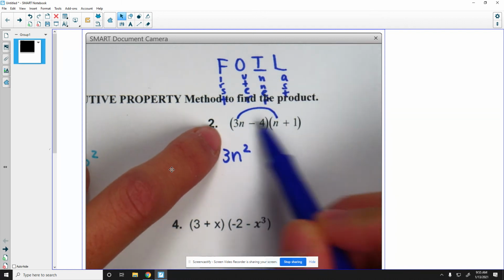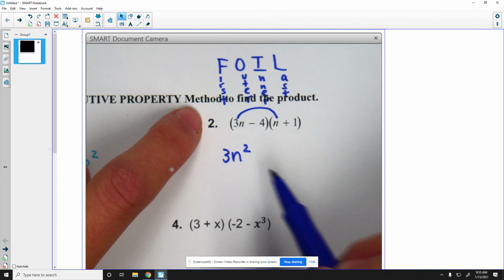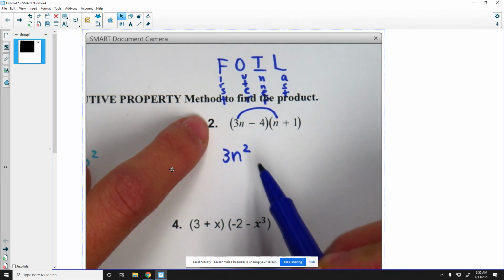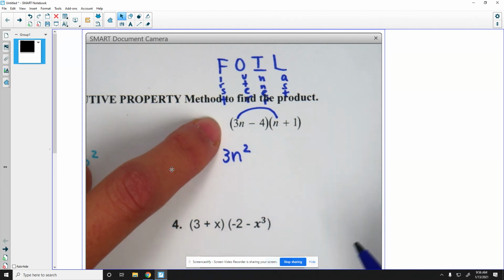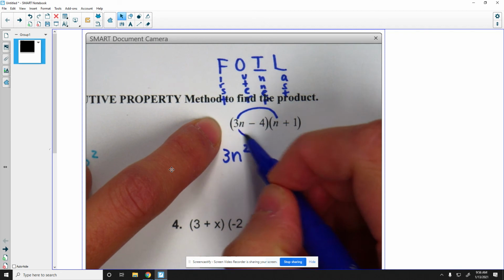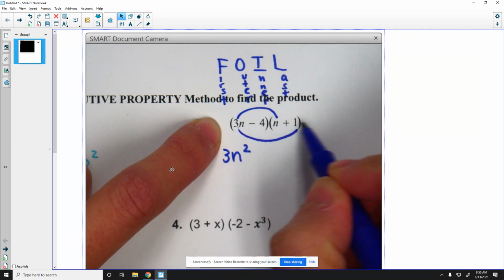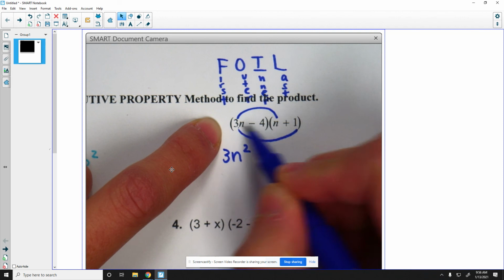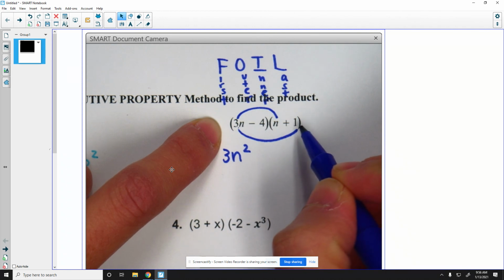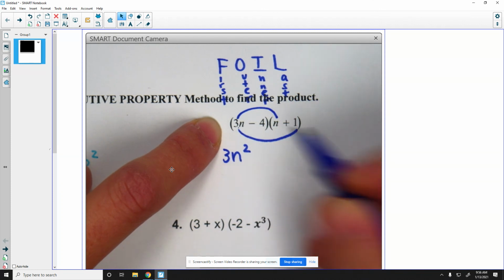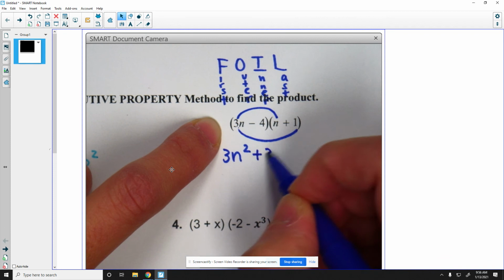Okay, now let's do outers. So think of you have like outside numbers and inside numbers. So what are the 2 things here that are on the very outside of the whole problem? 3n and 1. You see how 3n and 1, they're on the very outside of this whole problem. So 3n times 1 is just 3n, right? 3n times itself times 1 is just 3n. So it's a positive, so you write plus 3n.